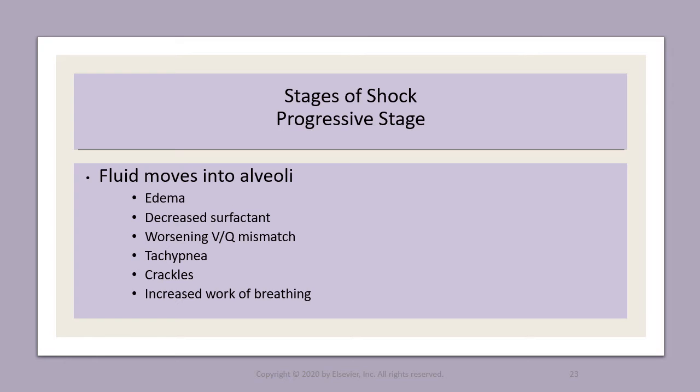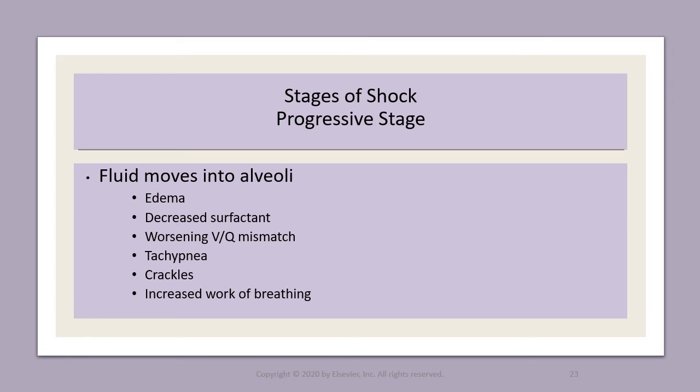Another key response in the lungs is the movement of fluid from the pulmonary vasculature to the interstitial space. As capillary permeability increases, the movement of fluid to the interstitial spaces results in interstitial edema, bronchoconstriction, and a decrease in functional residual capacity.